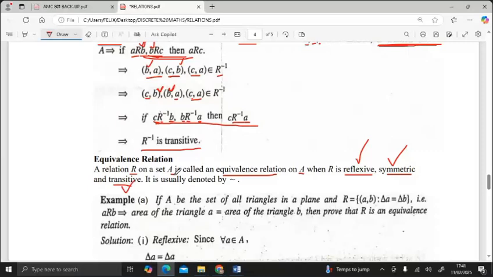Let's go to equivalence relation. When do we say that there is an equivalence relation? We say that a relation R on a set A is called an equivalence relation on A when R is reflexive, symmetric, and transitive. How many properties? There are three. Any relation that satisfies these three properties is called an equivalence relation.